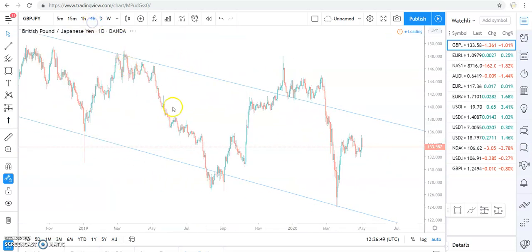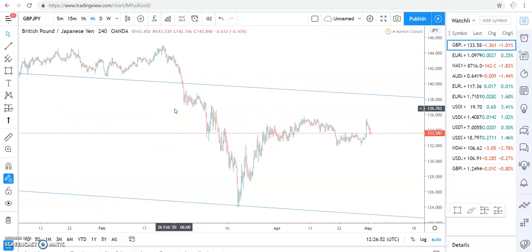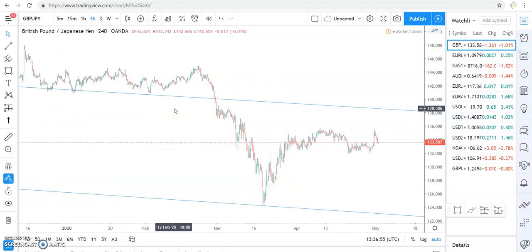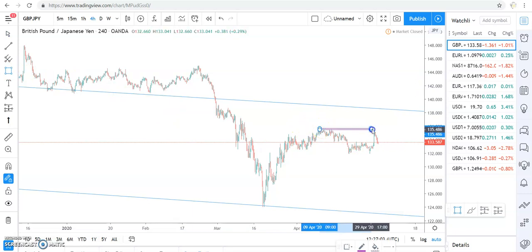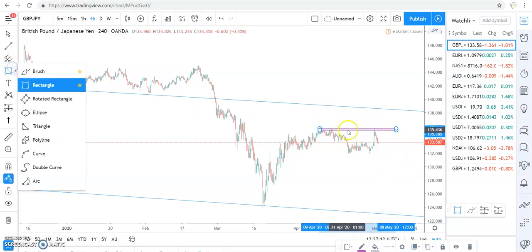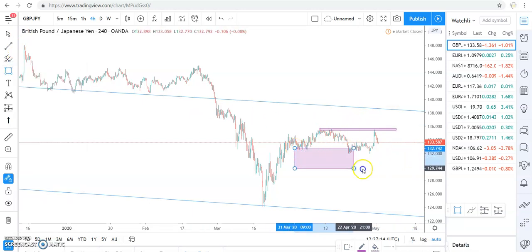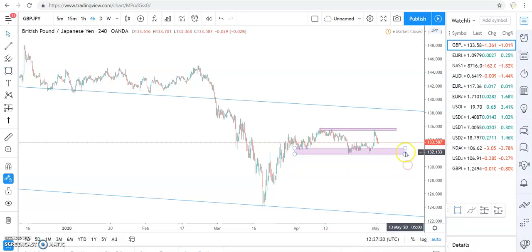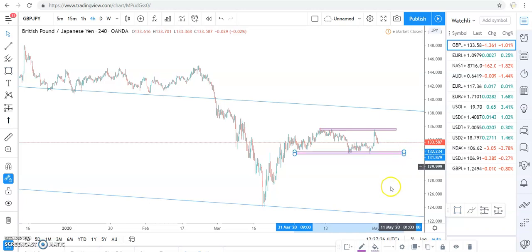Okay, let me move on to my lower time frames, and here I want to draw my support and resistance levels. I'm going to start off with my resistance level, which is so visible right here. This is the resistance level that I can clearly see. You can also see another support level clearly right here. Don't worry about it now. As we move on to smaller time frames, it's going to be clear.